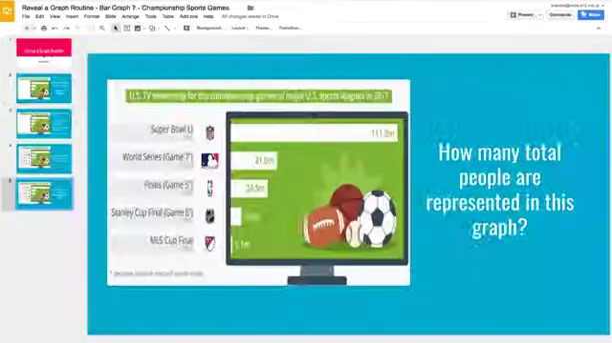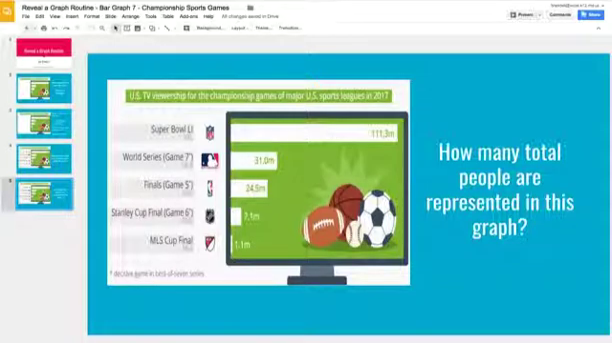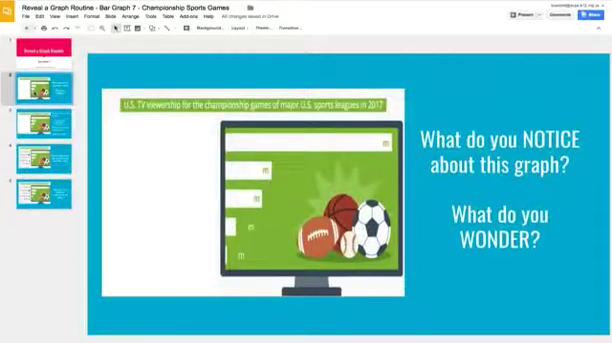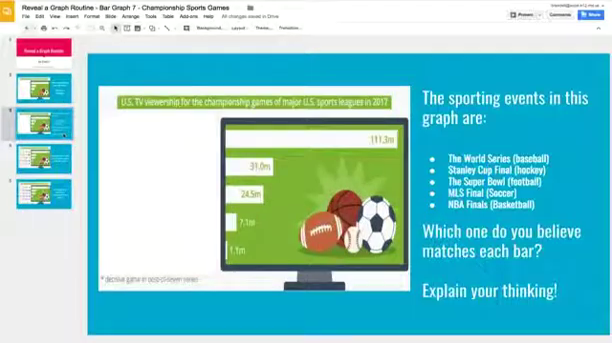Another graph that you might be interested in, given that it's sports time, is this viewership for championship games. With this one, you start without any of the sports, and then eventually it asks students to try to figure out which sport belongs with which bar and to justify their thinking.